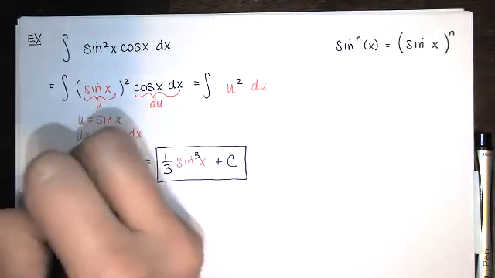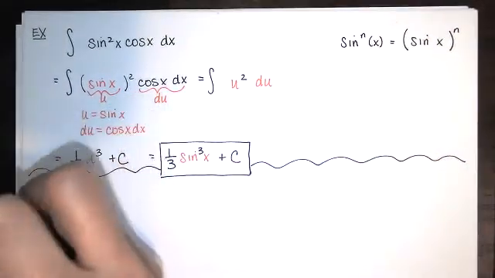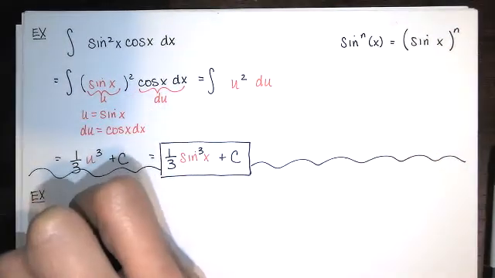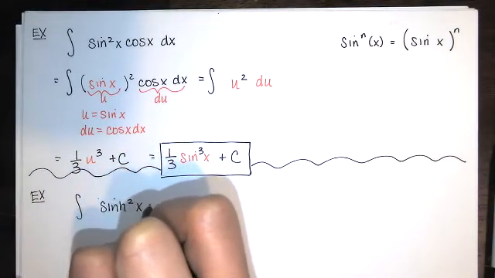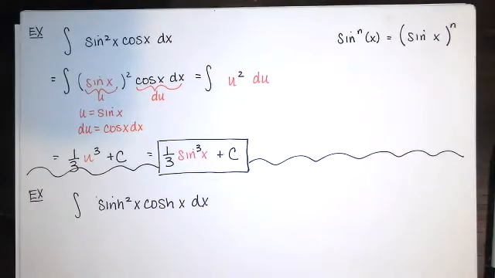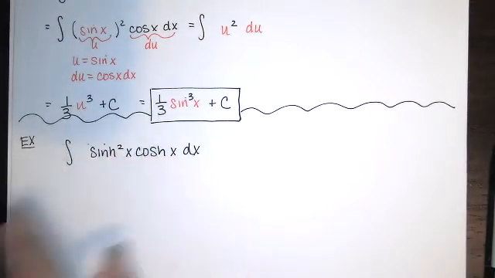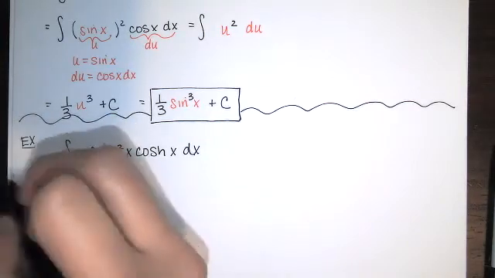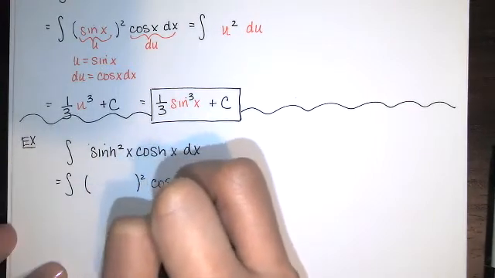Now, if you can do that, you can do this. It's exactly the same thing. Exactly. Instead of having a sine of x, I have a hyperbolic sine of x. And instead of having a cosine of x, I have a hyperbolic cosine of x. But I treat it exactly the same way.